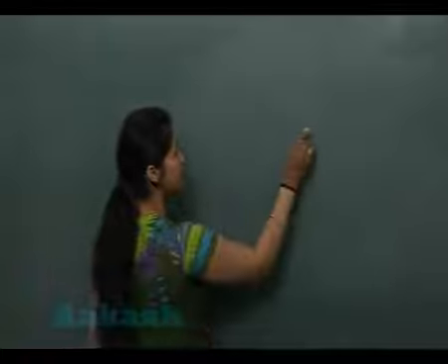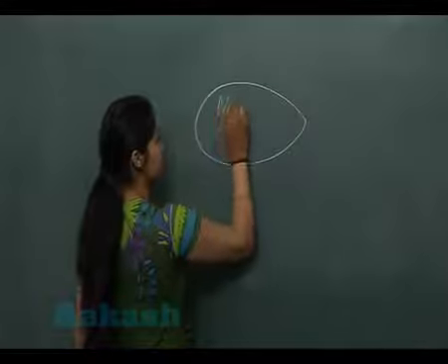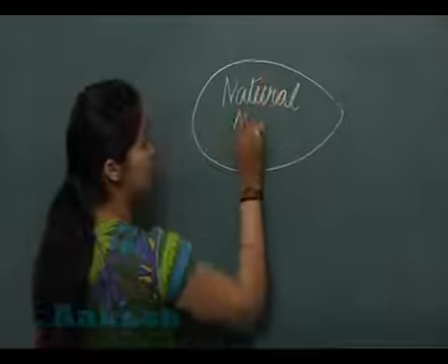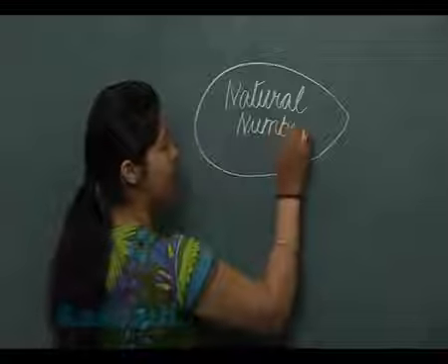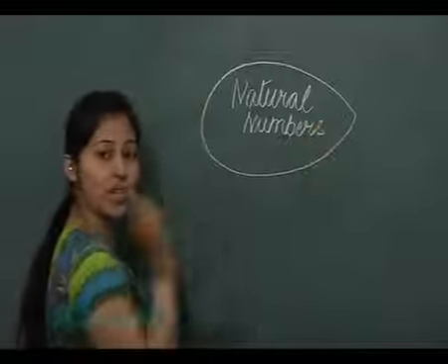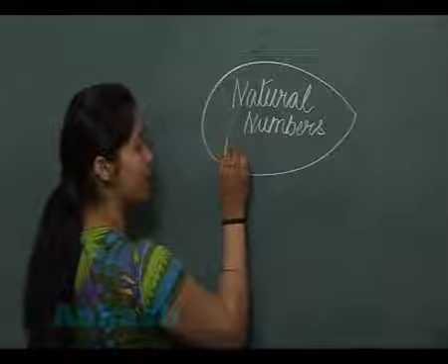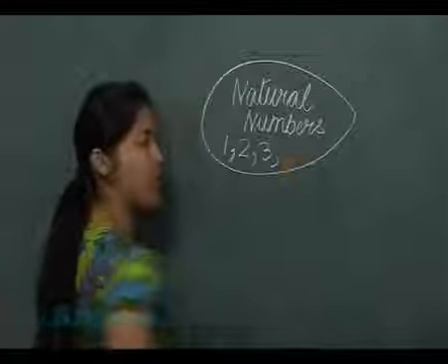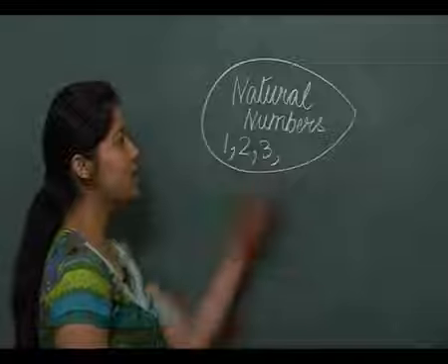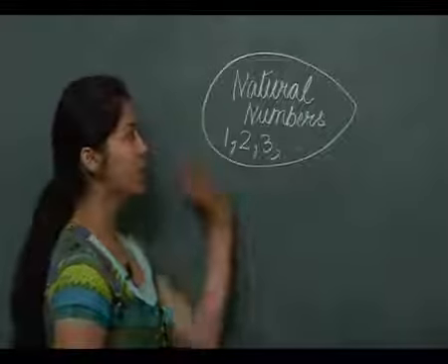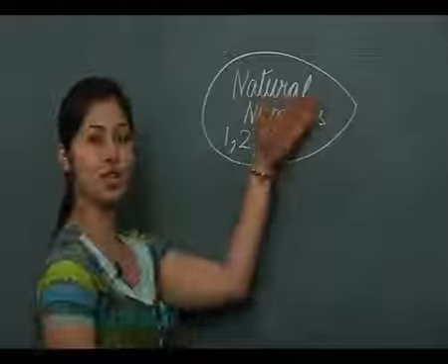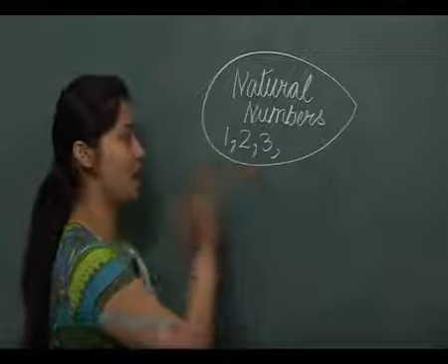First, we'll start with natural numbers. What are natural numbers? Natural numbers start from 1. 1, 2, 3, up to infinity. They go on like this. These are natural numbers. So, our first part of the real number system is natural numbers, and natural numbers start from 1.